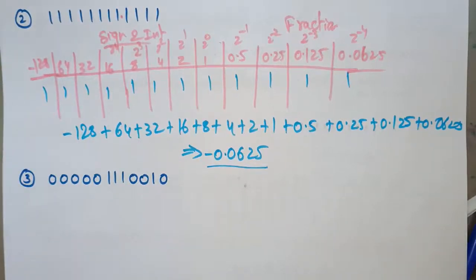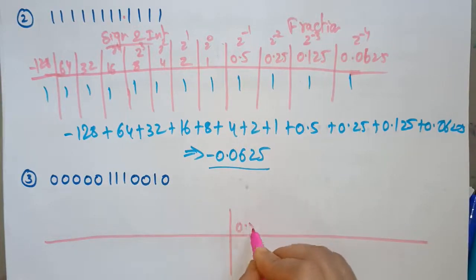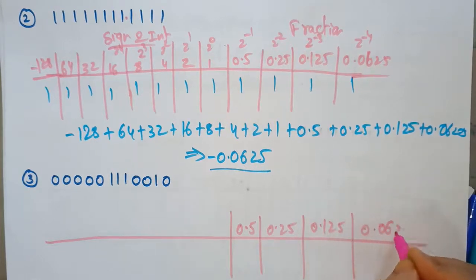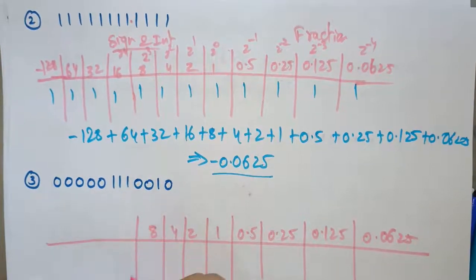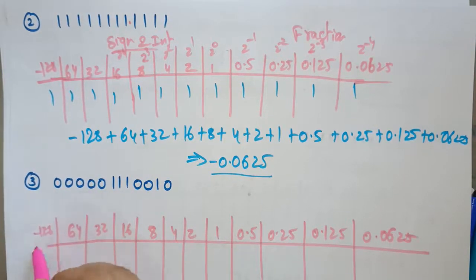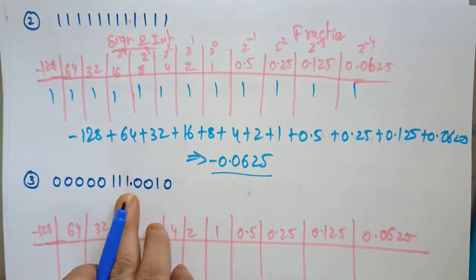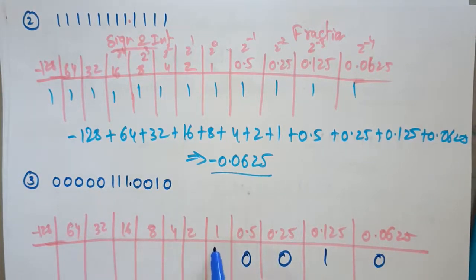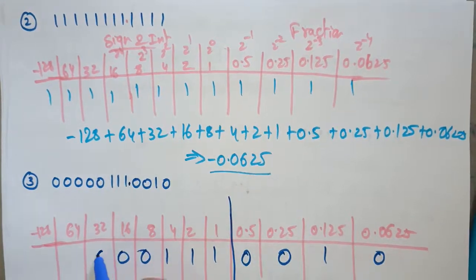Okay, now let's work with another problem. Follow the same procedure. 0.5, 0.25 are the fraction part, 0.125, 0.0625. And coming to the integer part, 1, 2, 4, 8, 16, 32, 64. The last bit is the minus bit, so minus 128. Now enter the values. The binary point should be after 4 bits. So 0, 0, 1, 0, and write the integer part: 1, 1, 1 and the remaining all zeros.